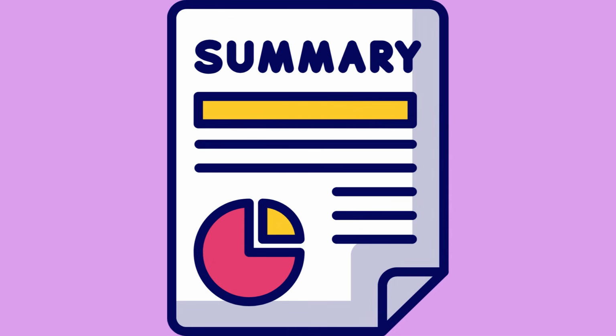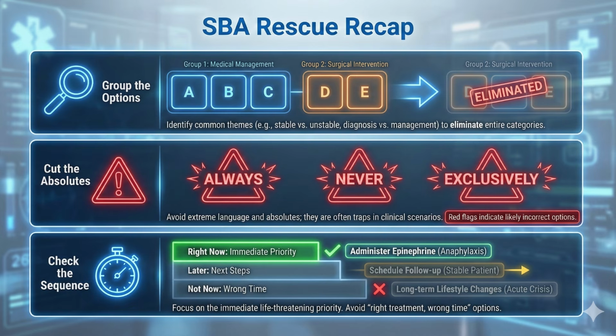So to recap, when you hit a wall, step 1, group the options. Are 3 surgical and 2 medical? Are 3 stable and 2 unstable? Eliminate the groups that don't fit the clinical picture. Step 2, cut the absolutes. Always, never, and exclusively are usually traps. Step 3, check the sequence. Eliminate answers that are right treatment, wrong time. Either a step backward or a jump too far forward.